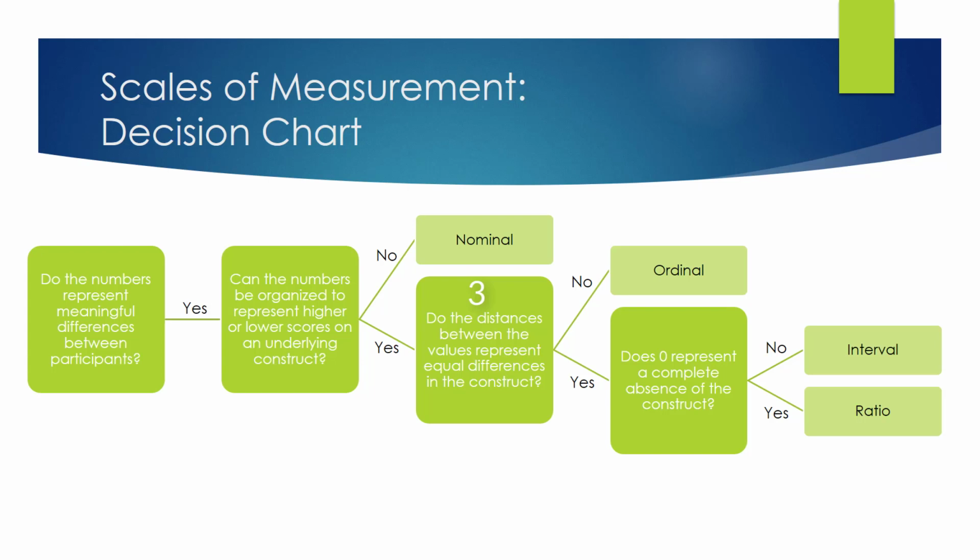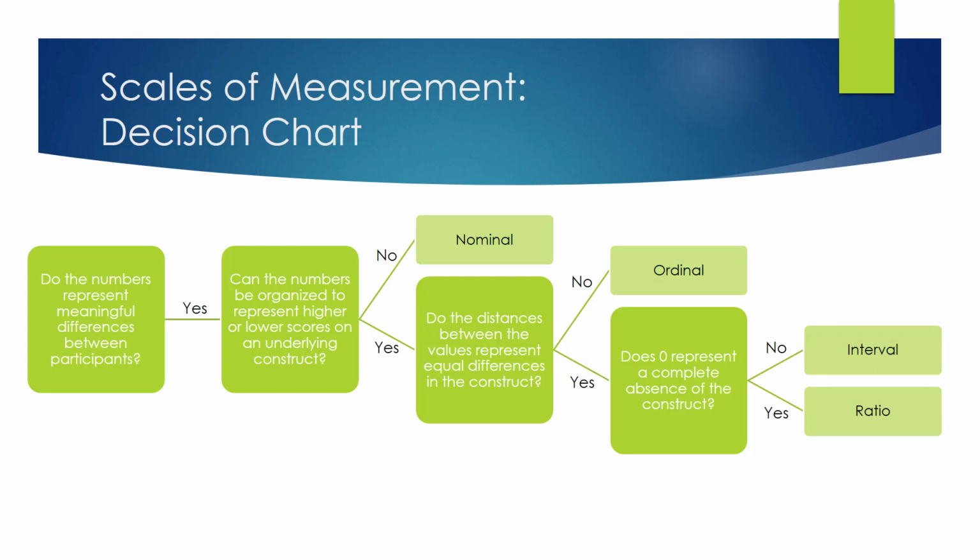So again, this is thinking about that racing example. If we are timing the race, we're using seconds as our unit of measure. 1 second to 2 seconds is the same length of time as 2 seconds to 3 seconds. However, as we've pointed out, first to second place may not be the same amount of time as second to third place. So if we say no, the distance between these values does not represent equal differences, then we're going to go with it being ordinal. If we say yes, though, then we have two options left, either interval or ratio.